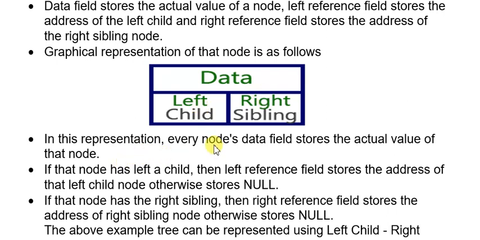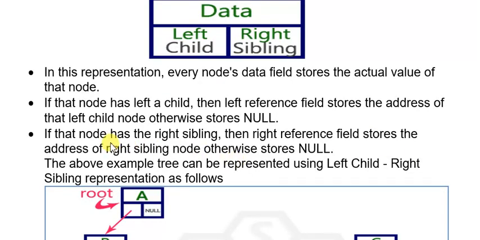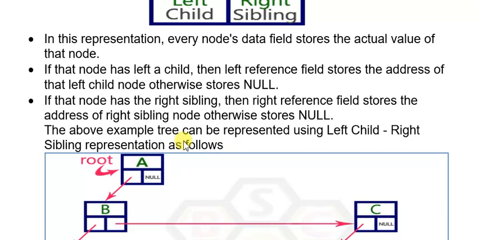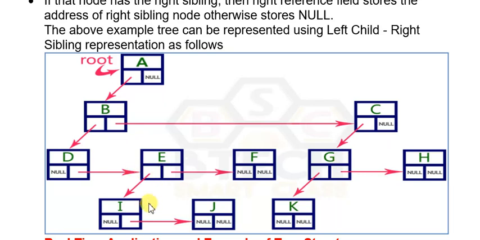In this representation, every node's data field stores the actual value of the node. If that node has a left child, then the left reference field stores the address of the left child node, otherwise it stores null. If the node has a right sibling, then the right reference field stores the address of the right sibling node, otherwise it stores null. The above example tree can be represented using the left child, right sibling representation as follows: A, B, C, E, and C and E become G. This is a null. Right child J, null, K, null, H, G.